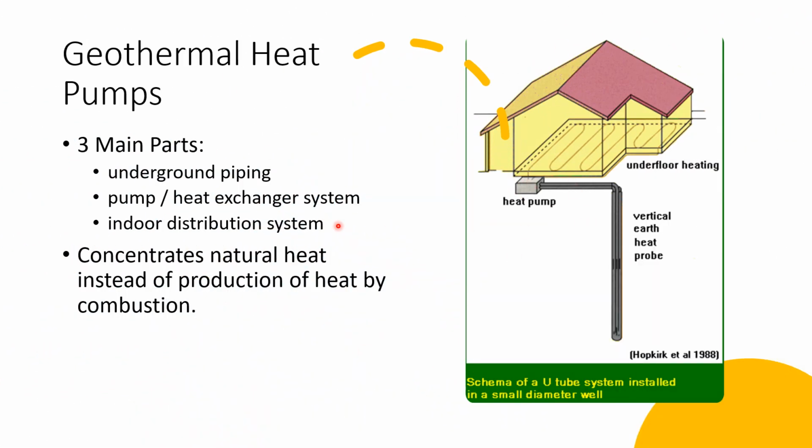We're going to take a closer look, and we have three parts in geothermal heat pumps. You have underground piping, and you have the pump, and that's your heat exchanger system, pumping the heat in and out, and then your indoor distribution system right here, which you can see in the diagram. So heat pumps are pretty good because you're using the natural heat instead of burning something to get the heat out of it.